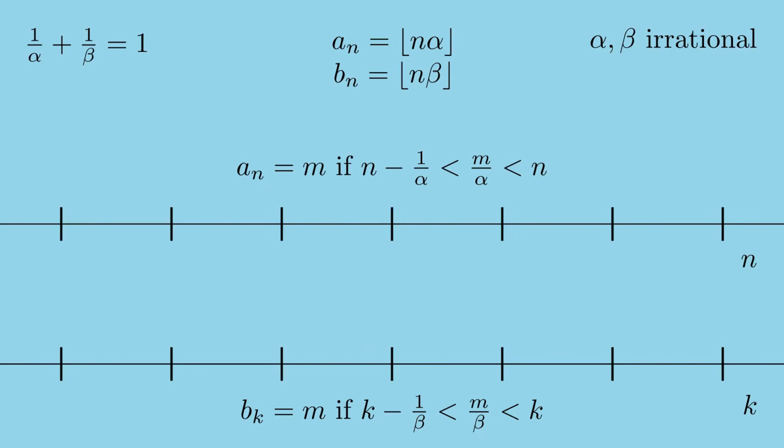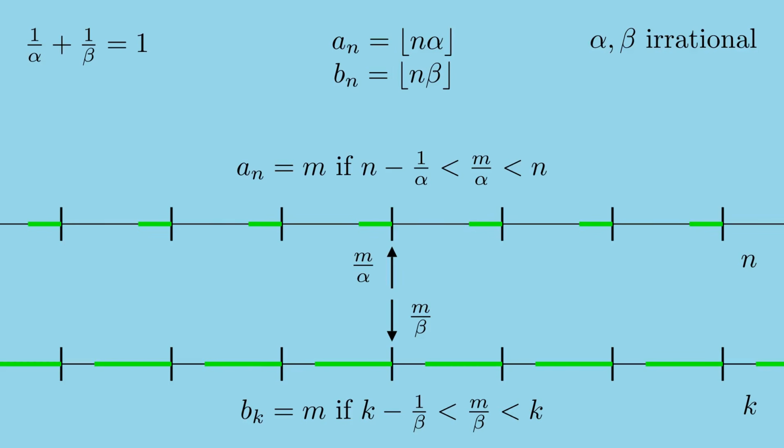So let's draw two number lines, one for n and one for k. We need the integers, these vertical bars. And we said that m over alpha and m over beta add up to an integer, so without thinking too hard, we'll start them both at integers. Then we look at the segments where m appears in the two sequences. They are these green segments directly below all the integers.